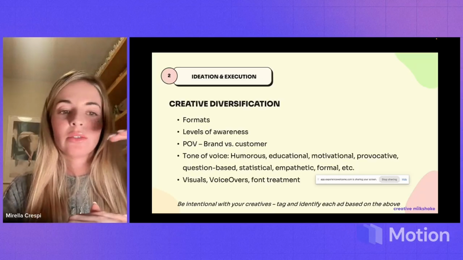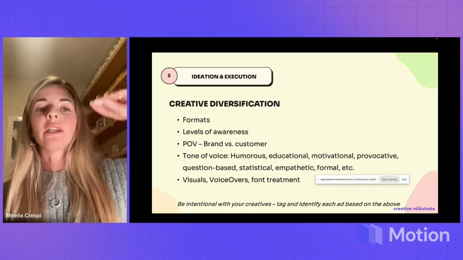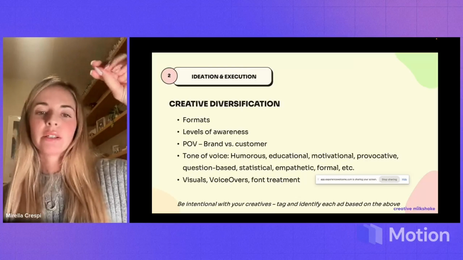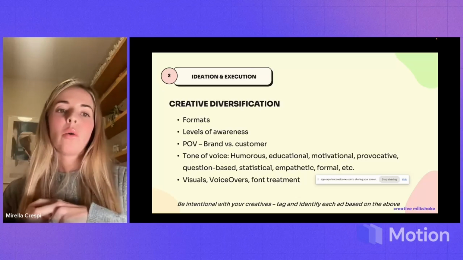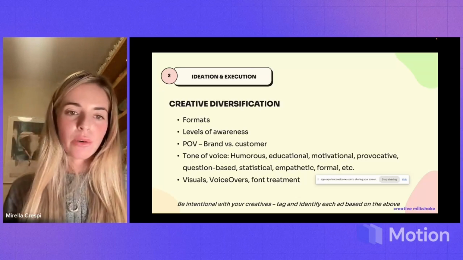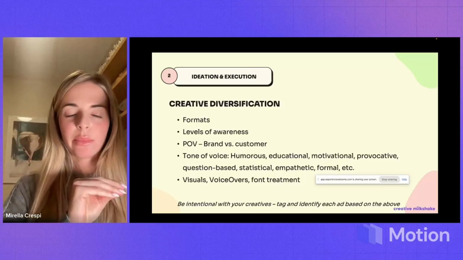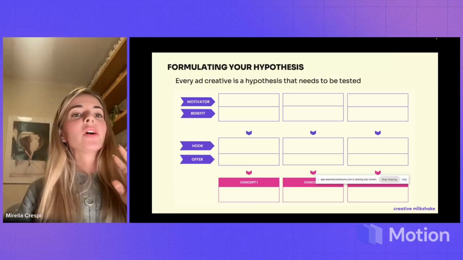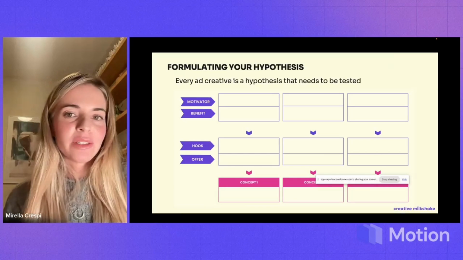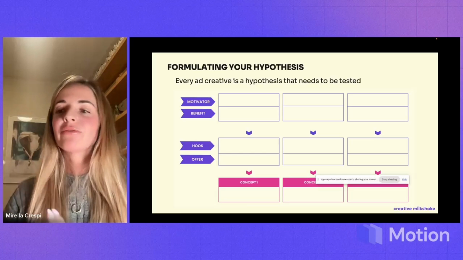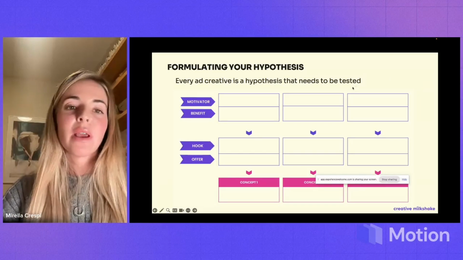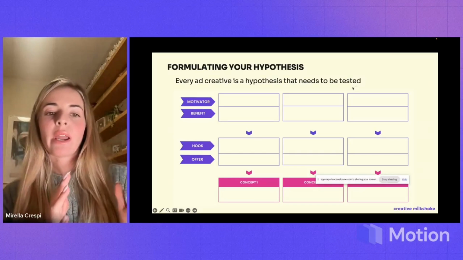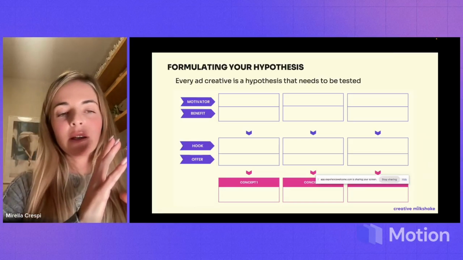comparison analysis, right? Like, do ads with a humorous tone perform better than ads with a formal tone? Or do my ads from a brand POV perform better than my customer POV? And so on and so forth. So every ad creative is a hypothesis that needs to be tested. I can't really predict creative performance, but this is our way of conceptualizing the different ideas.